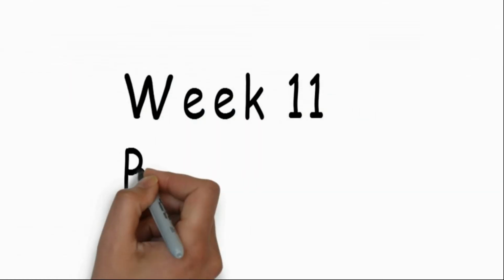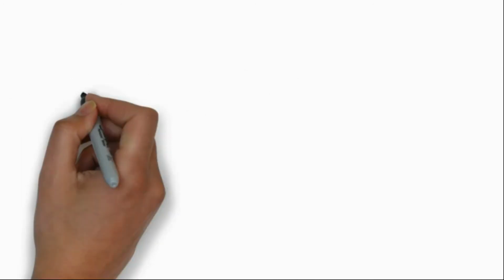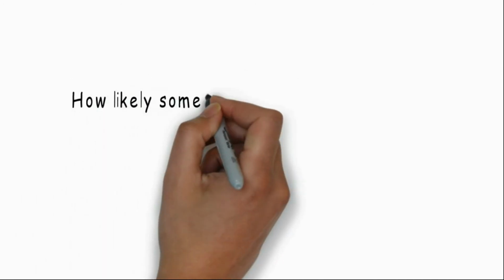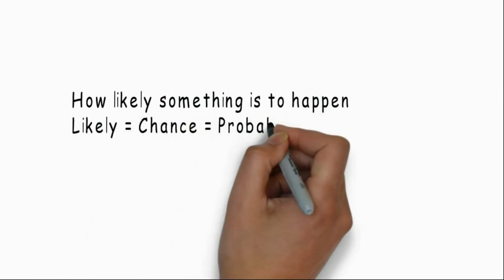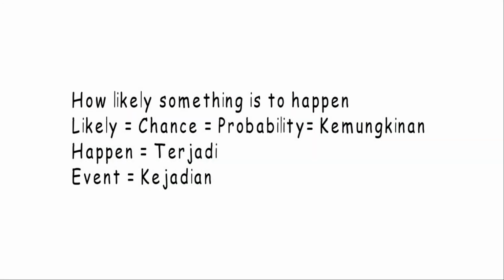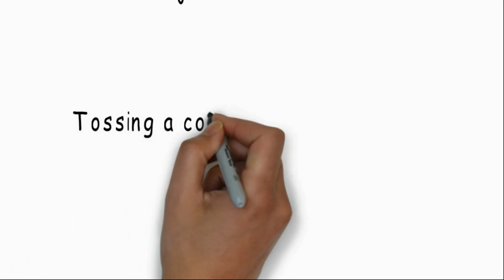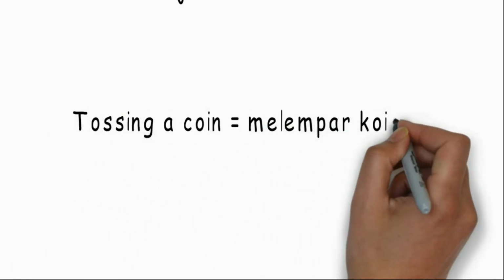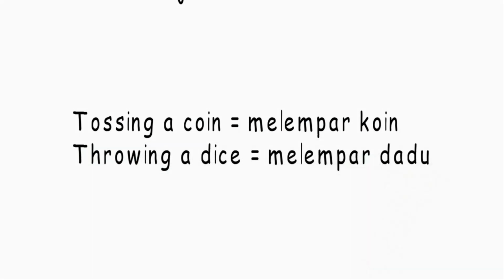In week 11, we learn about probability. Probability actually means how likely something is to happen. Likely also means chance, also means probability. The other two terms that you will hear a lot when you talk about probability are actually happen and event. The other terms that you will come across a lot are also tossing a coin or throwing a dice.